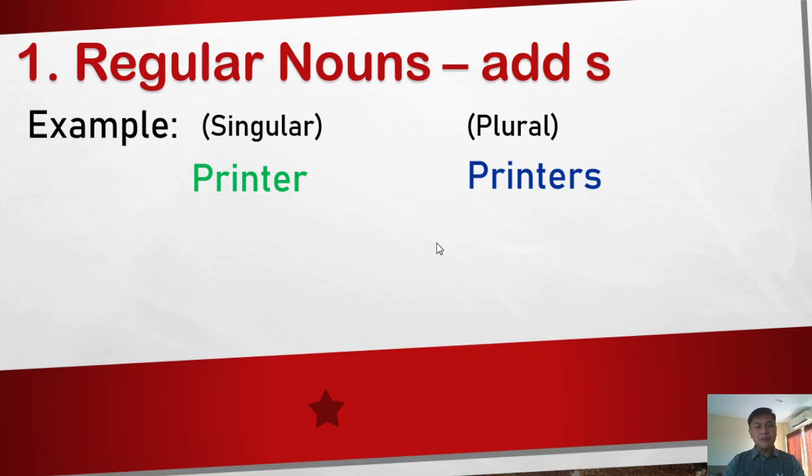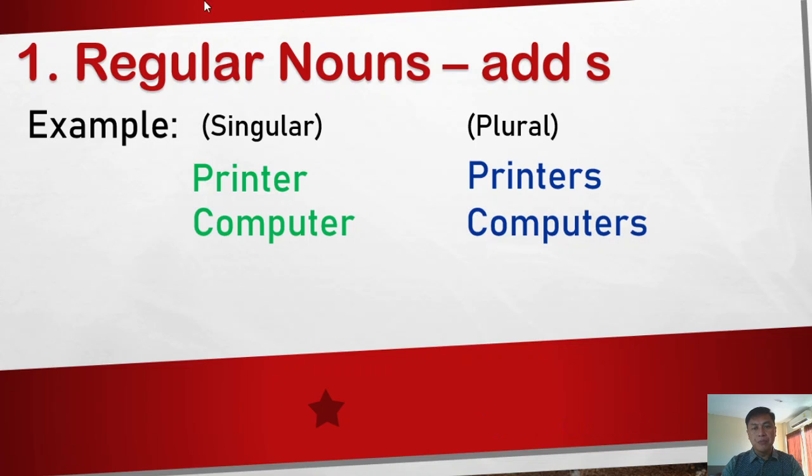Okay, another example. Computer is also a regular noun. So the plural form becomes computers, because we just simply put s at the end. One computer, two computers.